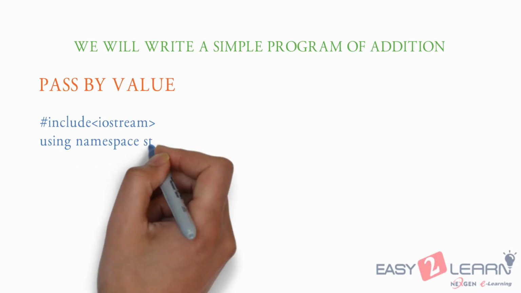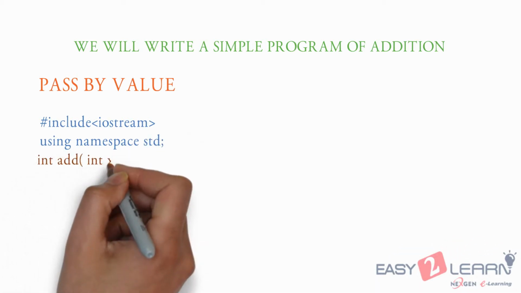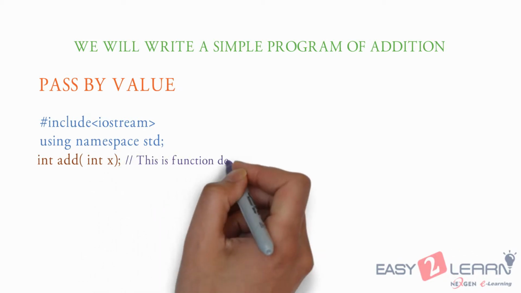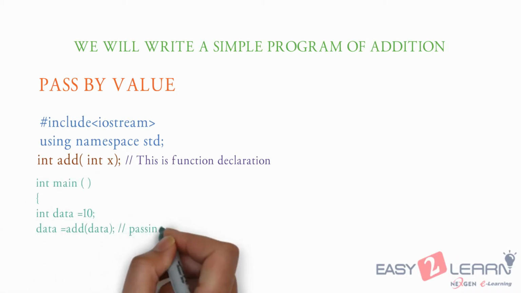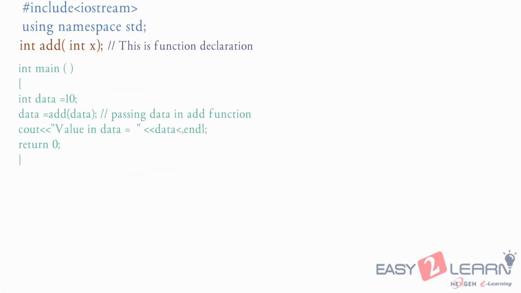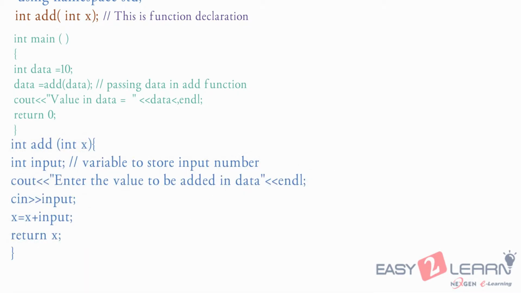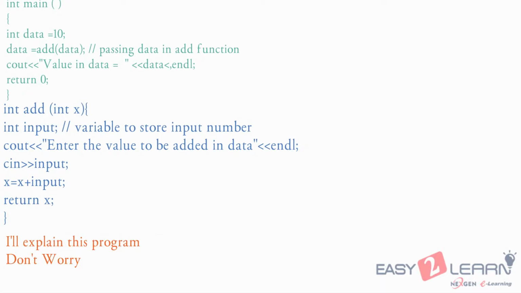Here we have included the header file and here the function declaration. So the name of the function is add and the return type is int, and the argument is an integer whose name is x. Here we have a main function in which we called the function. We also had the called function code here.